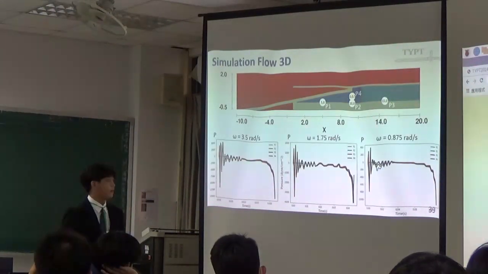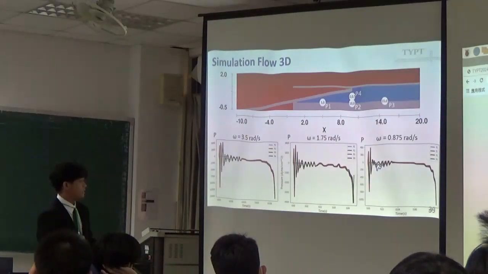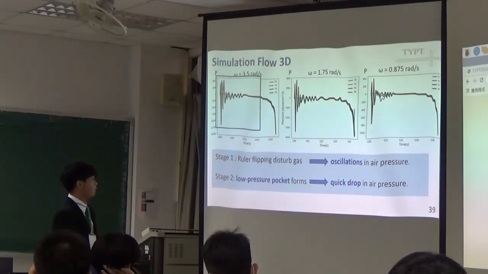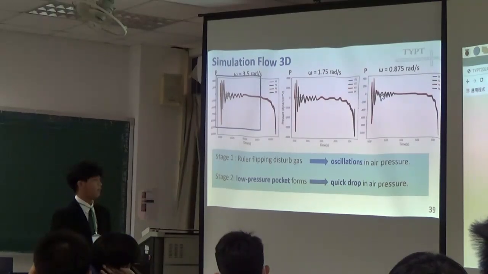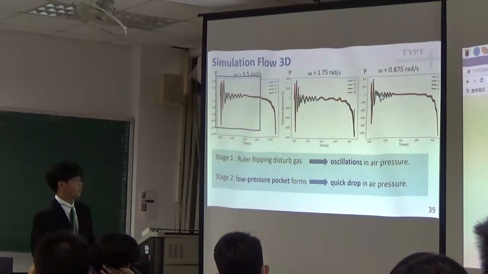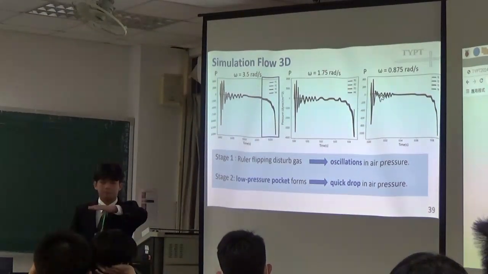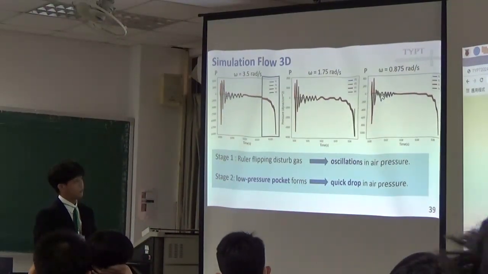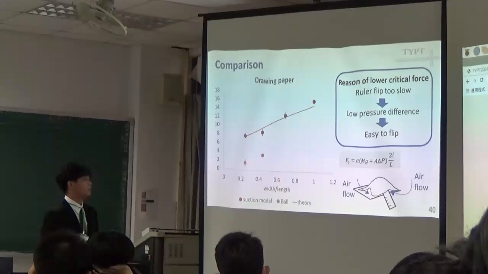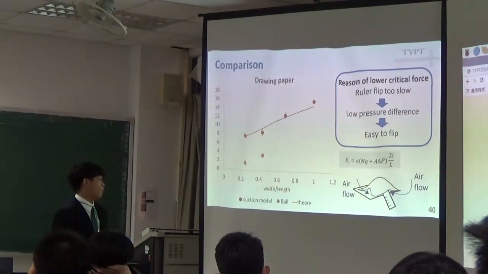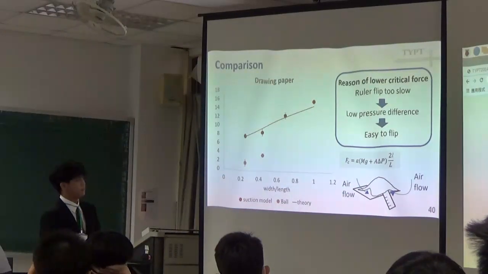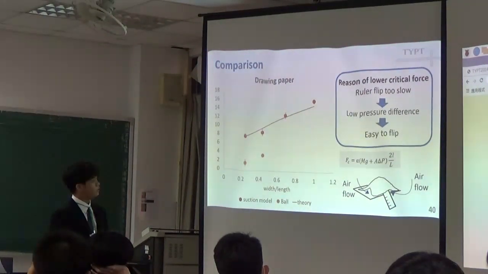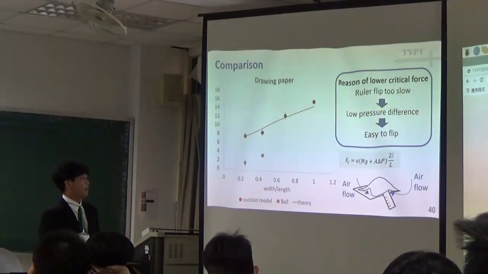And then we analyze different points under the paper. Here's the data. We can see that in the first stage, the ruler flipping will disturb the gas molecules around it, resulting in fluctuation in the air pressure. And in stage 2, when the ruler touches the paper, a low pressure pocket will form, leading to a quick drop in the air pressure. So finally, I think the reason why the real critical value is lower than we expected is because we didn't consider the ruler flip speed. The ruler flip is too slow, resulting in a low pressure difference, so it makes it easy to flip.